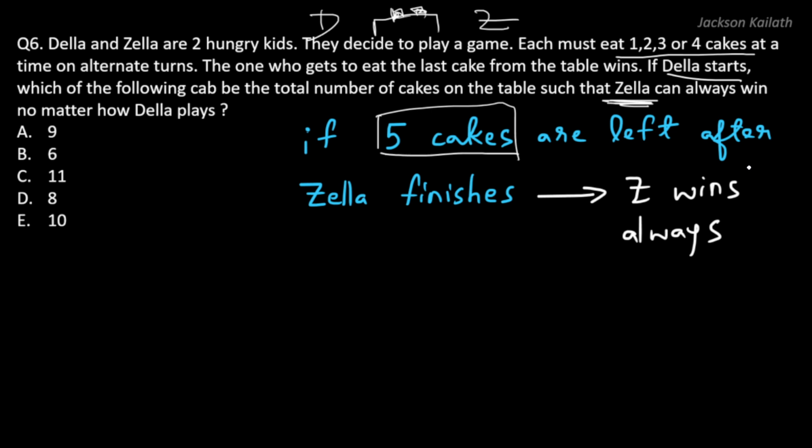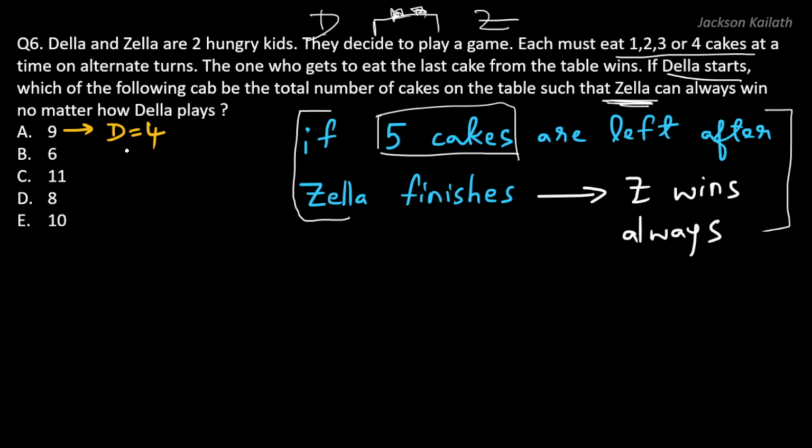Now let's go through the answer options which are given. Answer option A says 9, right? So if there are 9 cakes on the table, Della can start by eating 1, 2, 3 or 4. Now if Della eats 4 cakes, you can see that after Della finishes, 5 cakes are left. Because the question asks that Zella should be winning, we have phrased it with respect to Zella, but this is irrespective of Zella or Della. When a person finishes eating cakes, if 5 cakes are left, that person will win.